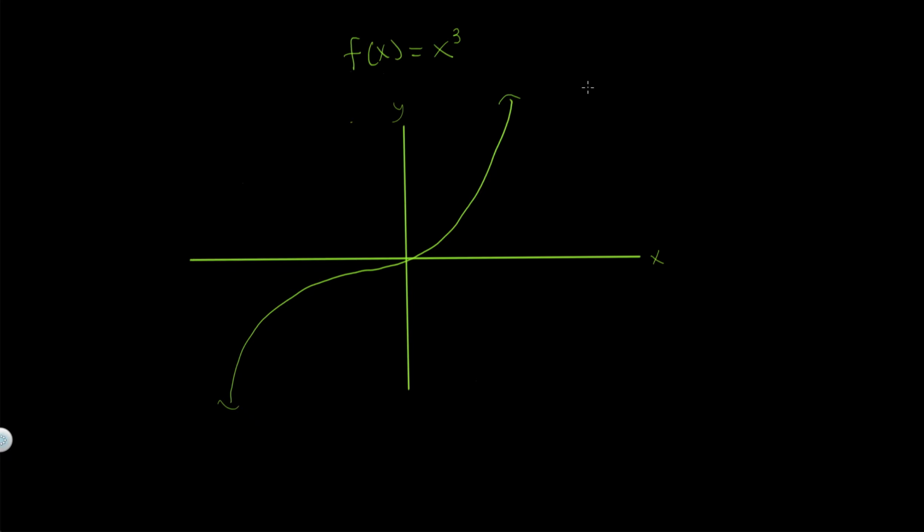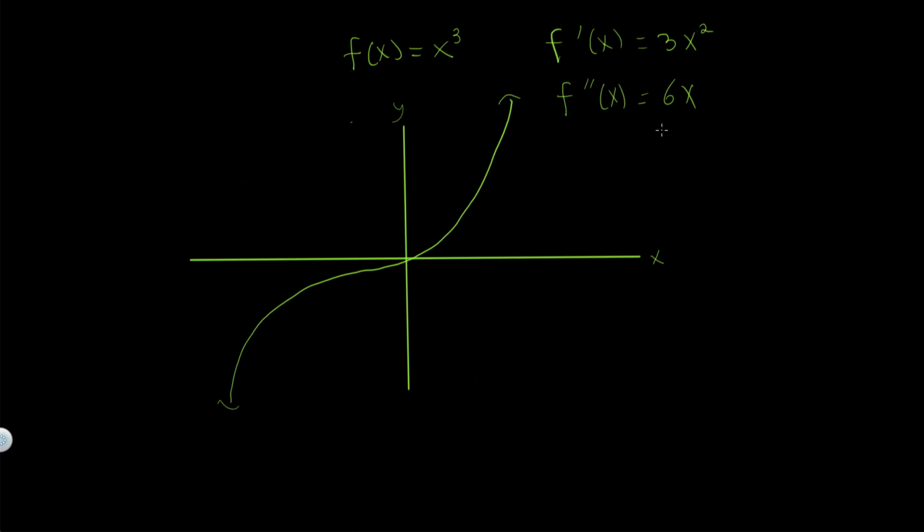So the way we figure out concavity is using higher order derivatives, and specifically the second derivative. So in this case, let's take the first derivative of the function, which is f prime of x, and if we do that, we get 3x squared.